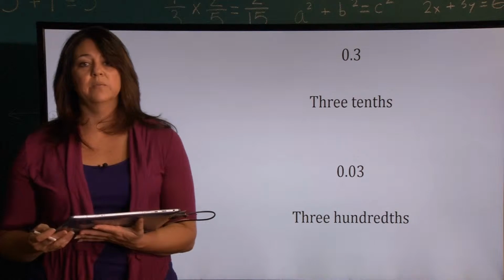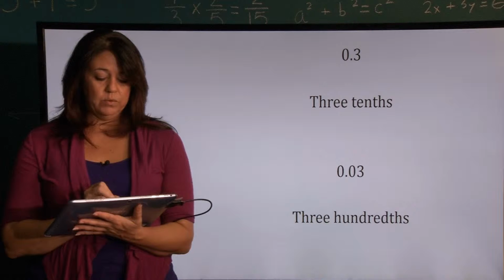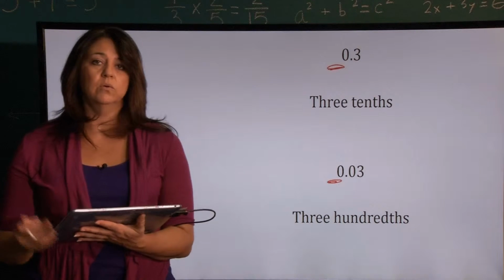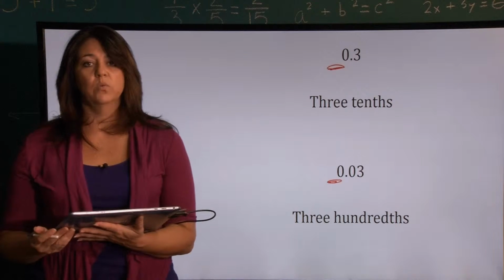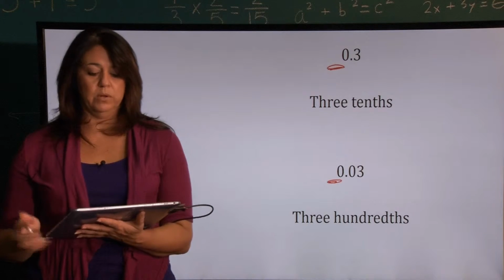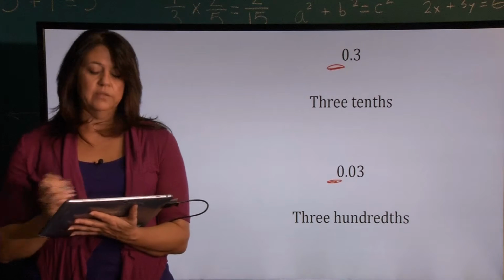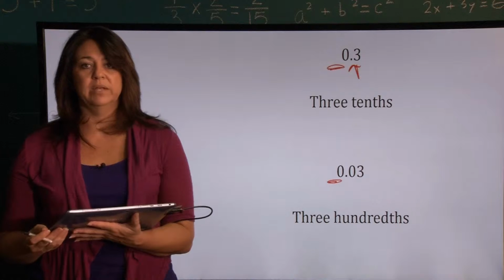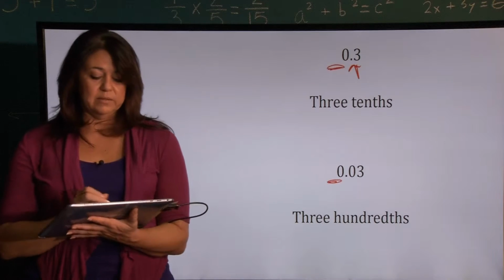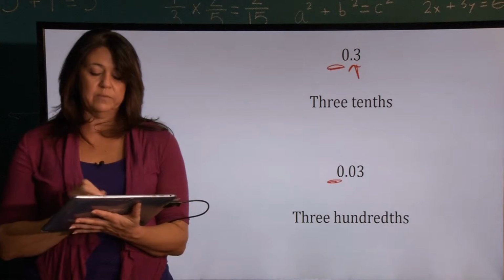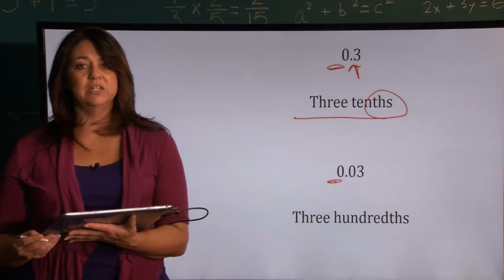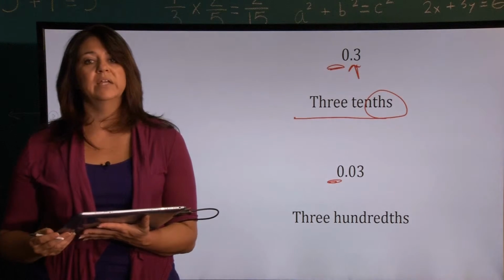In these two examples, we do not have a whole number. We just have a zero holding the place. That's why we don't have the word "and" in our word form. Here, the 3 is in the tenths place. So if we were writing this decimal, we would write 3/10. Make sure you have that THS at the end when you're writing decimals.